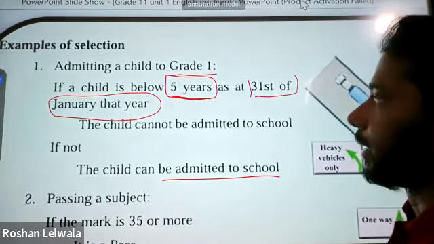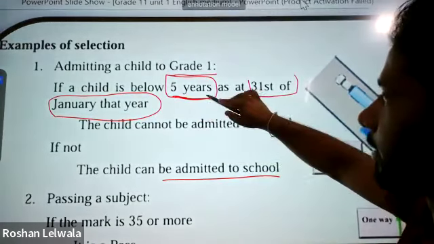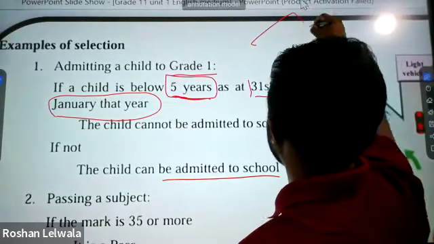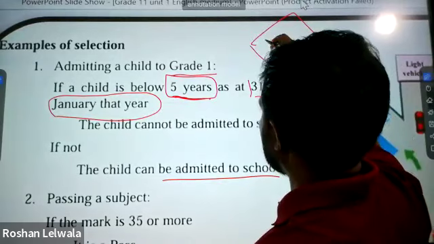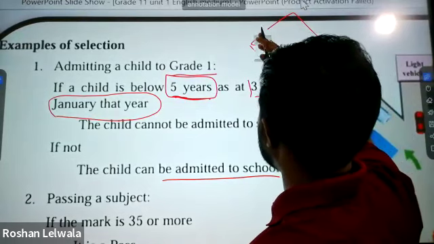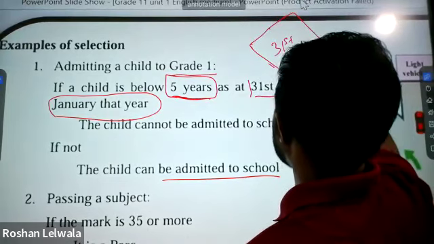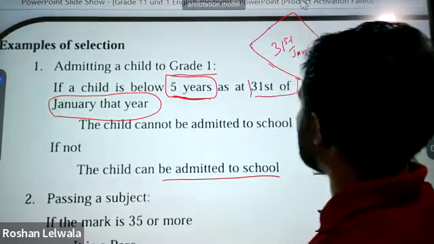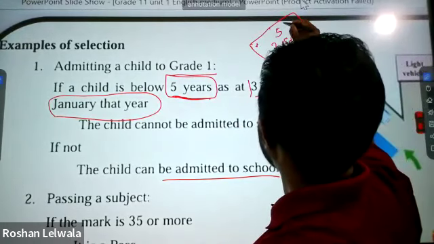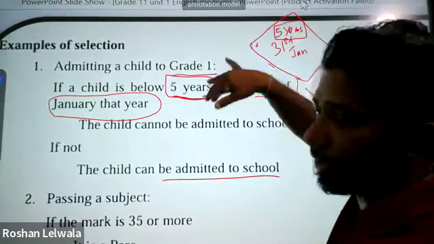Like that. If the child is below 5 years as of 31st of January that year, this is the condition. Here they are mentioning the condition. The condition is this one: 5 years. 31st January is the date. The condition is 5 years. 5 years should be complete to attend the class.